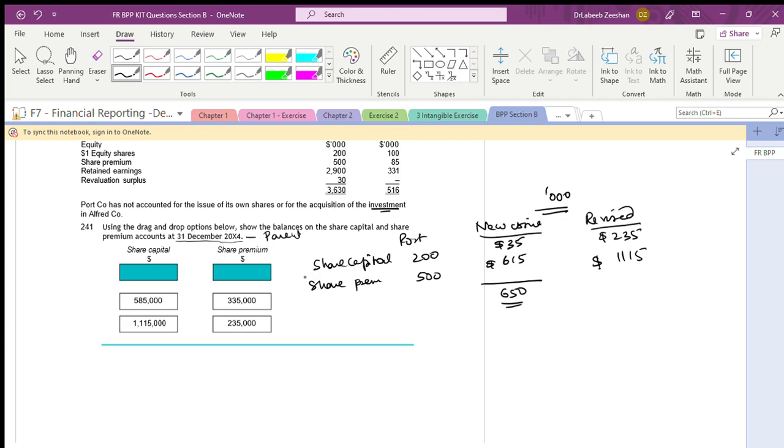Now what is the share capital? Share capital is 235 in thousands. Okay, in thousands. And how much is the share premium? Share premium is 1115. I am putting it with color so that you will not get any confusion.